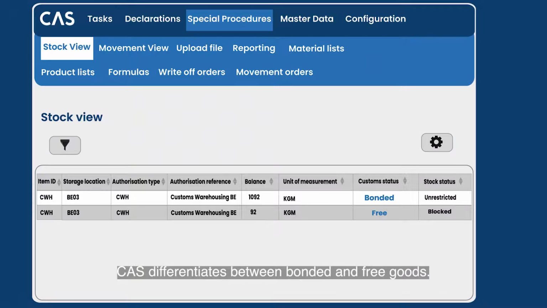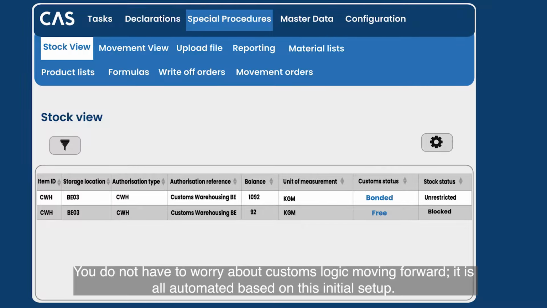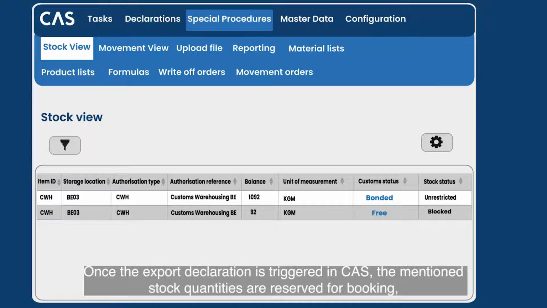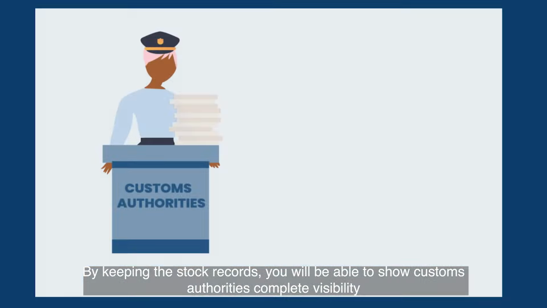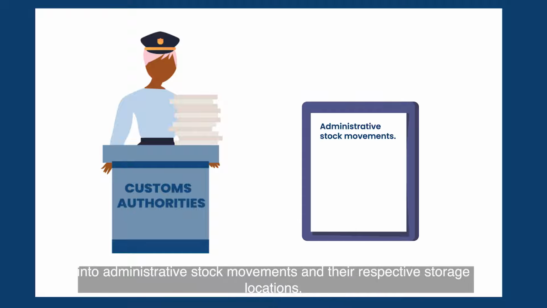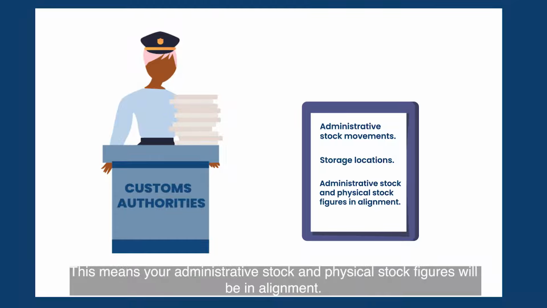CAS differentiates between bonded and free goods. By providing all shipment data upon setup, you will not have to worry about customs logic moving forward. It is all automated based on this initial setup. Once the export declaration is triggered in CAS, the mentioned stock quantities are reserved for booking, and adjustments in stock balances will happen simultaneously. By keeping the stock records, you will be able to show customs authorities complete visibility into administrative stock movements and their respective storage locations. This means your administrative stock and physical stock figures will be in alignment.